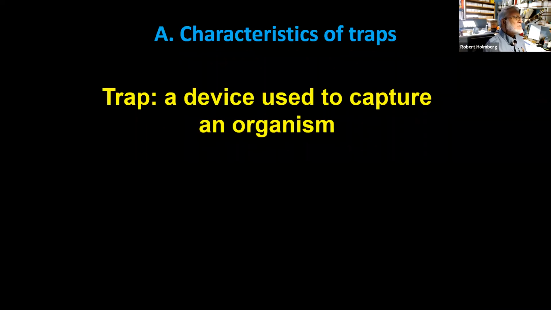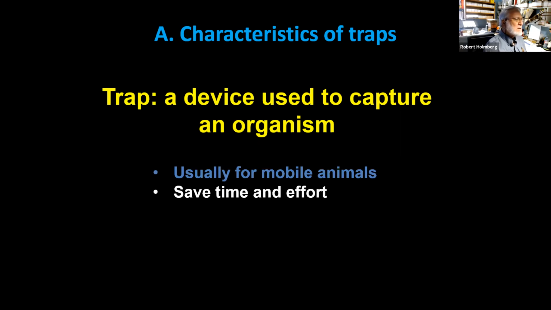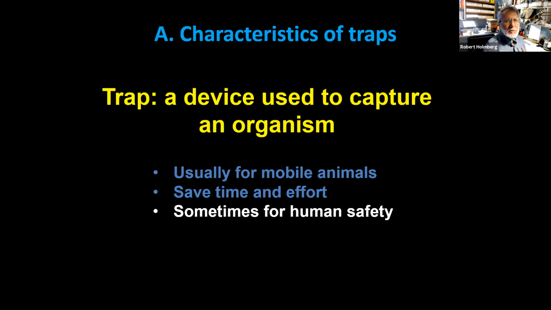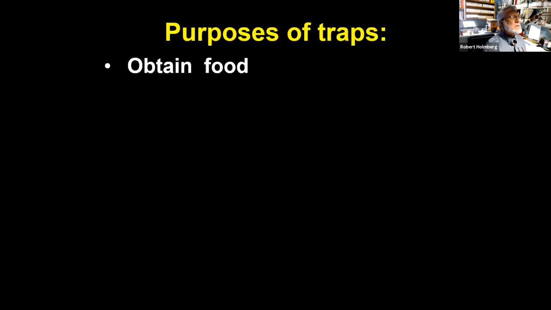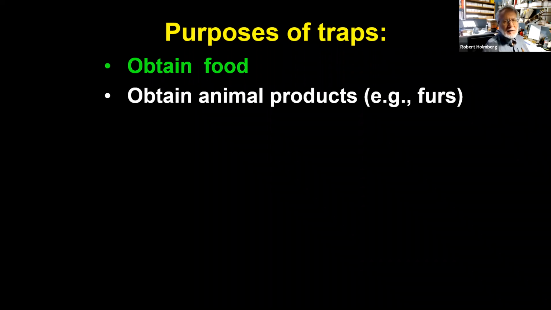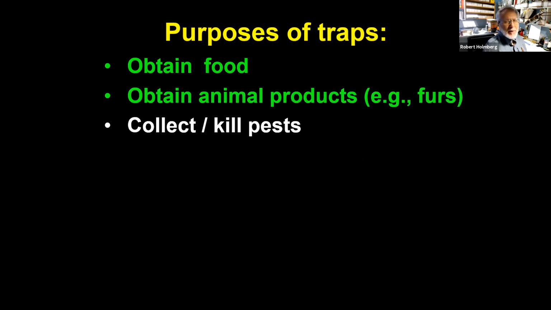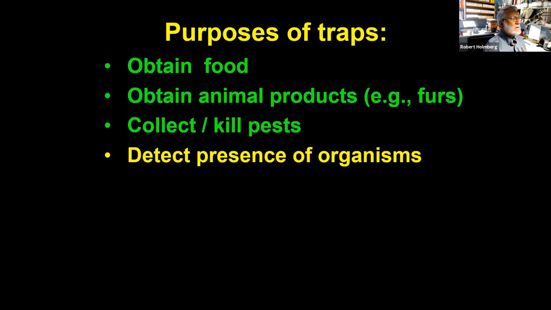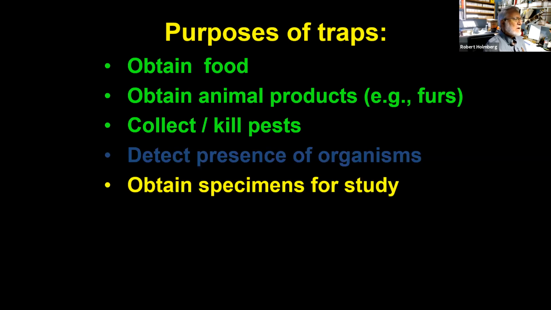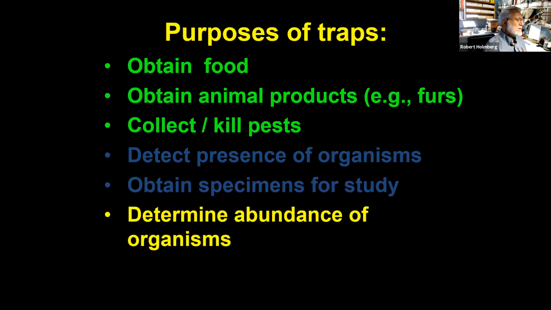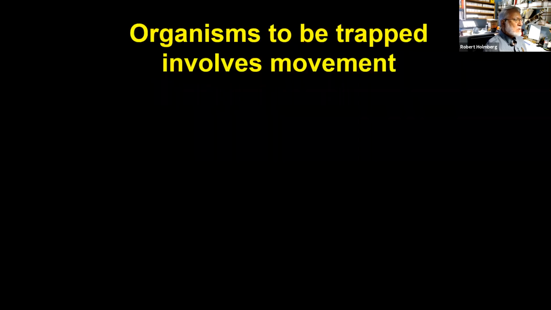Okay, characteristics of traps. A trap is a device used to capture an organism. Simple thing. Usually it's for mobile animals, and it often will save time and energy for biologists to use traps, and sometimes it's for human safety. So purposes of traps. Some traps are used for getting food, some to obtain animal products like furs, others to collect or kill pests, and then there's to detect presence of certain species, obtain specimens for study, and to determine abundance of organisms.